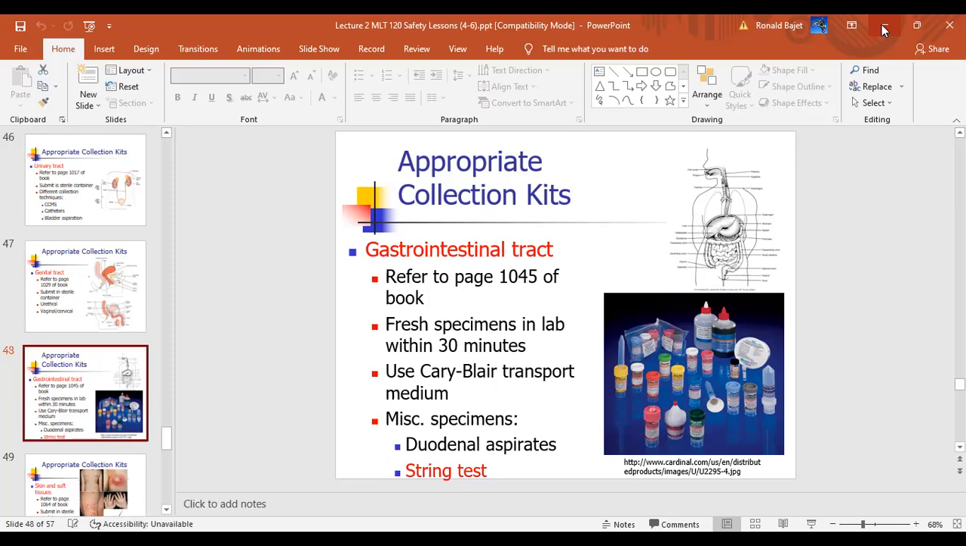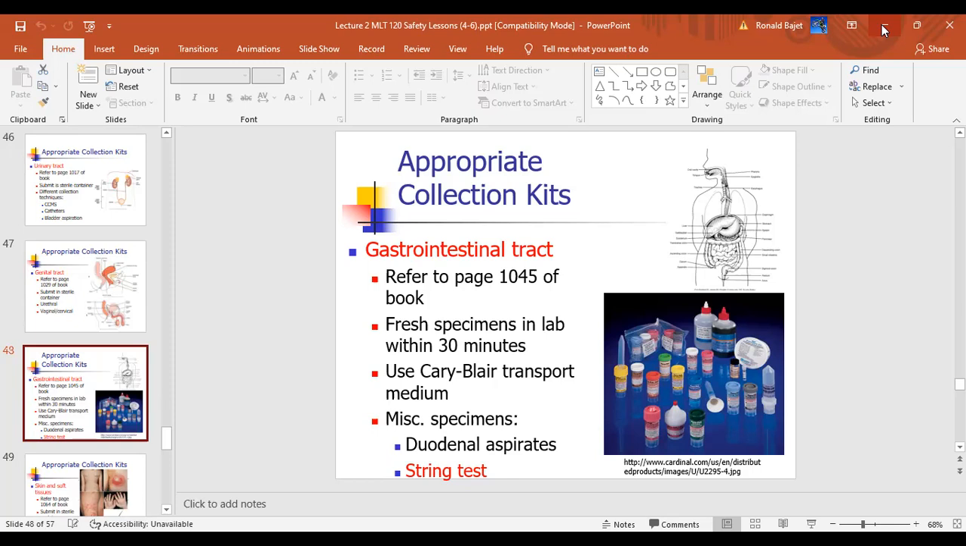You pull at the string, and then you examine the end of the string for the presence of Giardia. When we get into parasitology, it's one of the easier parasites to recognize, and I'll show you why. It's a neat test. So that's the string test for Giardia.